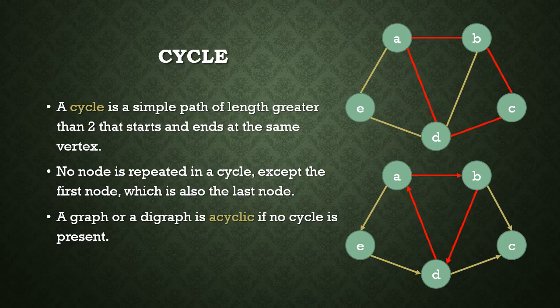I have highlighted a cycle in each of the graphs shown here. In the undirected graph, we have a cycle from A to A, or you can call it a cycle from B to B, or you can call it a cycle from D to D, or you can call it a cycle from C to C. In the directed graph, we have a cycle from A to A, or you can call it a cycle from B to B, or you can call it a cycle from D to D.